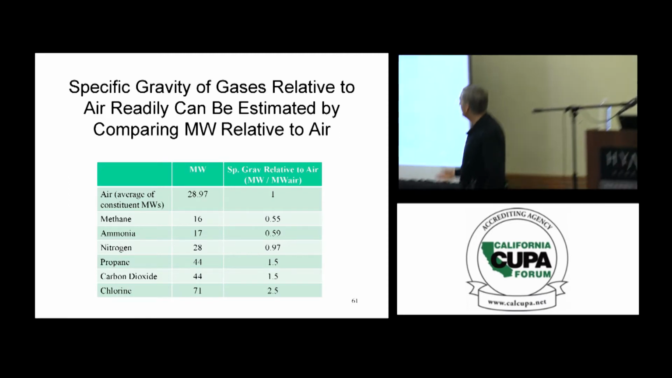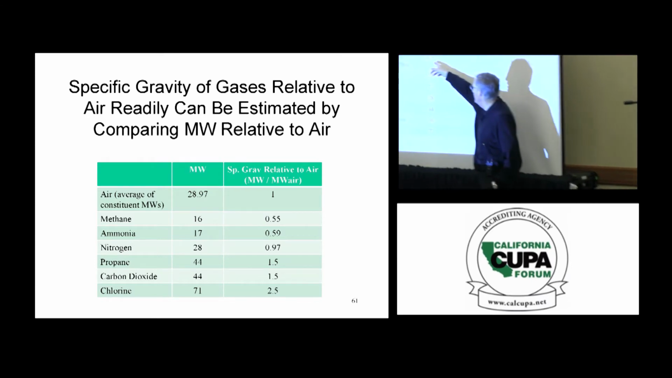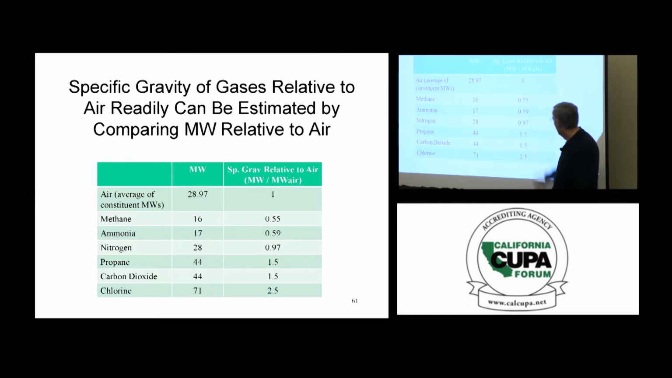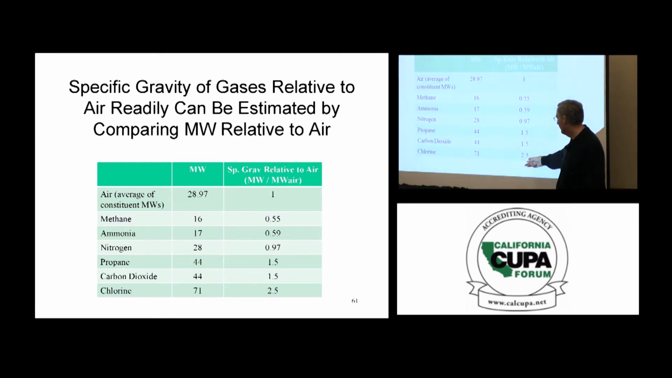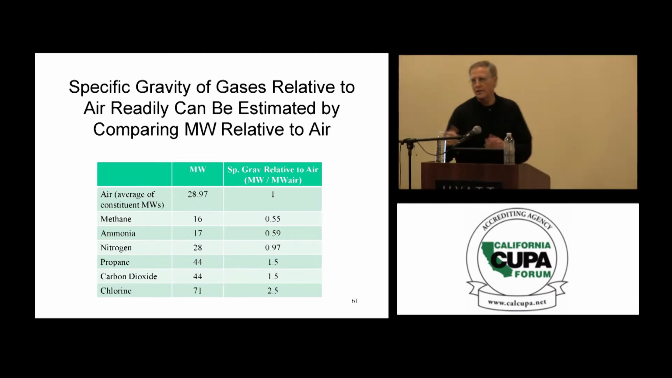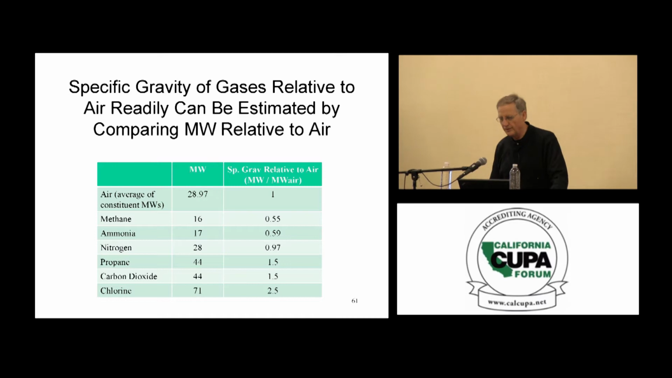I put the average molecular weight of air, 28.97. Methane is less dense than air. 0.55 is the relative density, specific gravity, compared to air. Here's chlorine, 2.5. Very simple rule of thumb that you can use to quickly make a determination without having to go to a table.